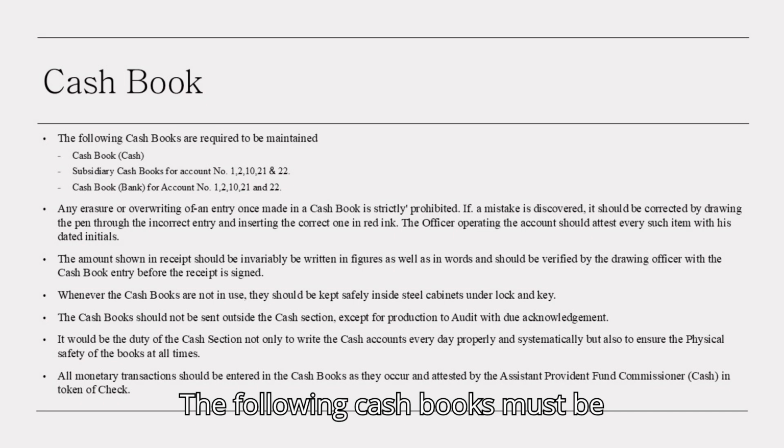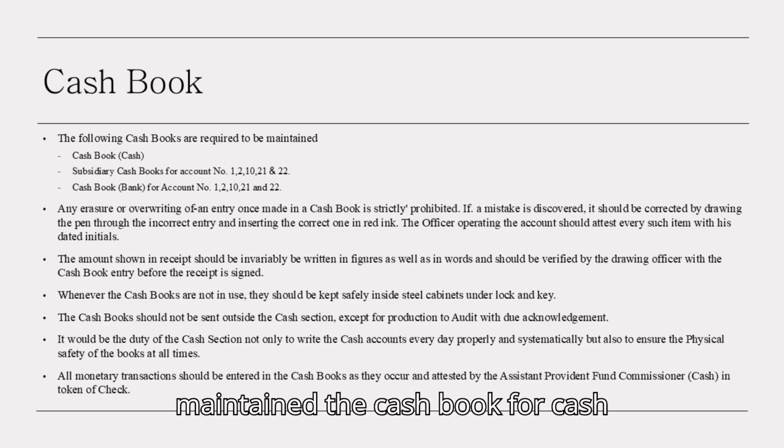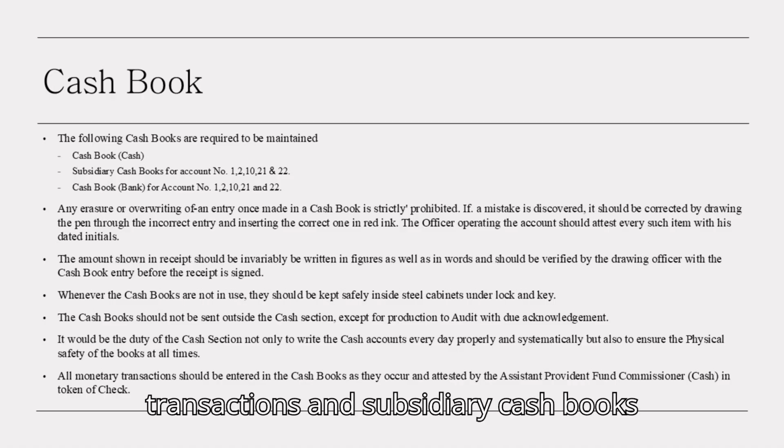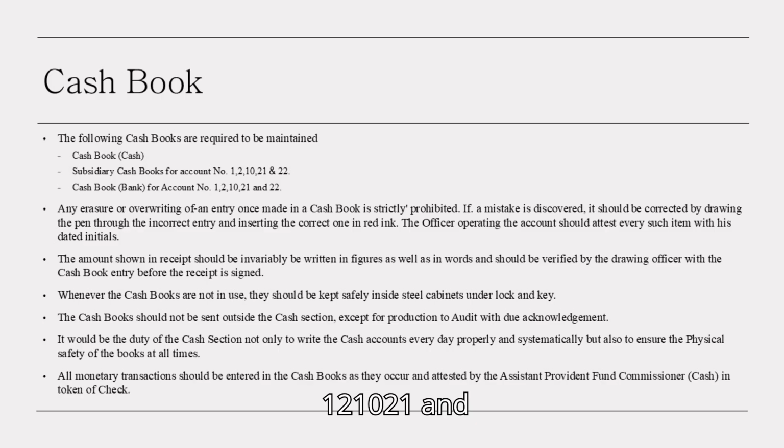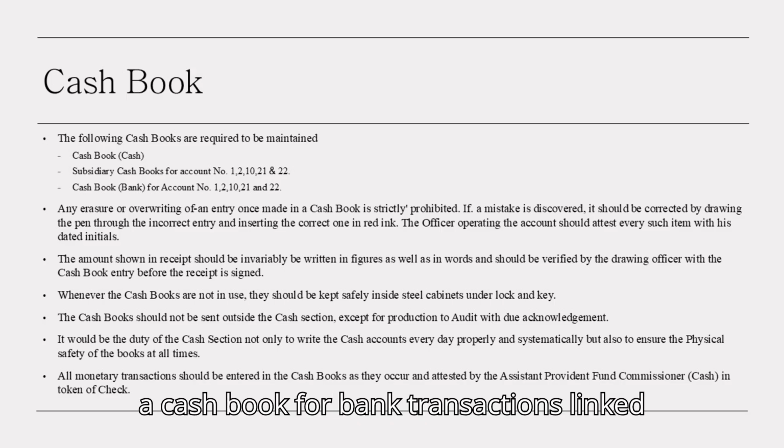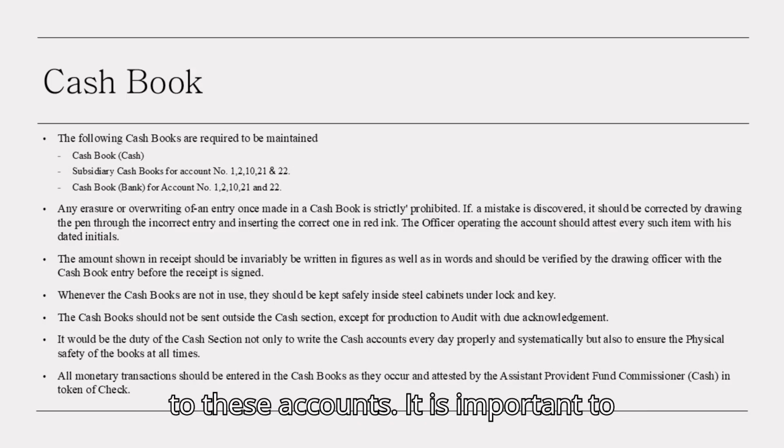The following cash books must be maintained: the cash book for cash transactions, and subsidiary cash books for accounts 1, 2, 10, 21, and 22. Additionally, there is a cash book for bank transactions linked to these accounts.